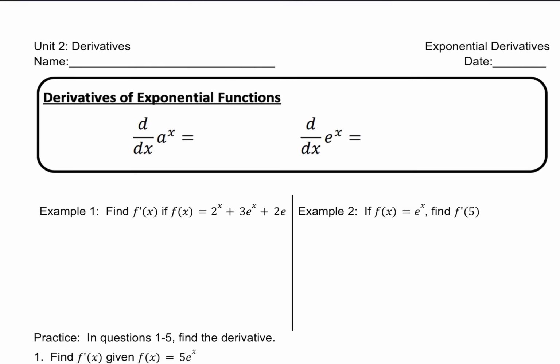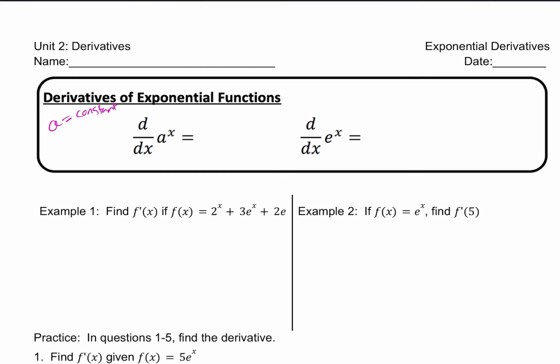All right, so today we're going to take a look at derivatives of exponential functions. So two types of exponential functions that you're going to see is a number being raised to the x power. Really right here, a is just a constant. So we can see like 2 to the x, 3 to the x, 4 to the x, or you could see e to the x.